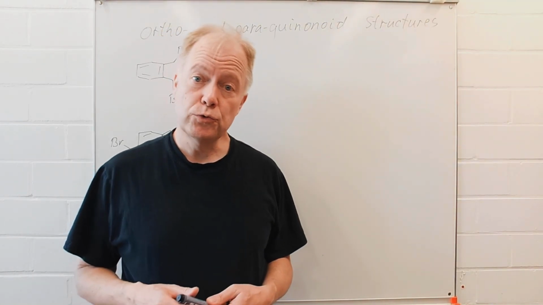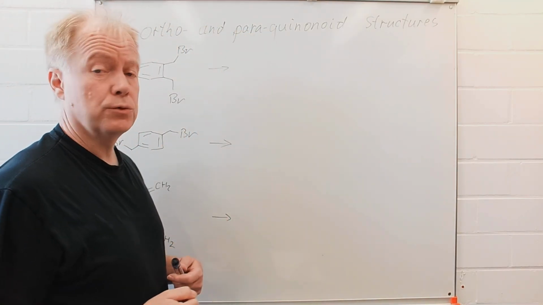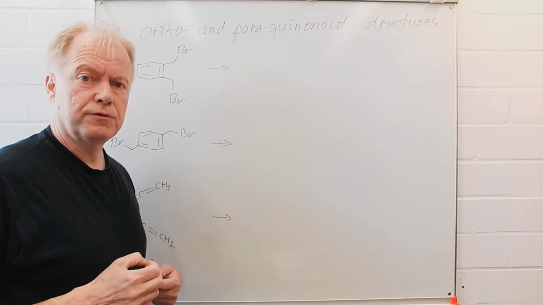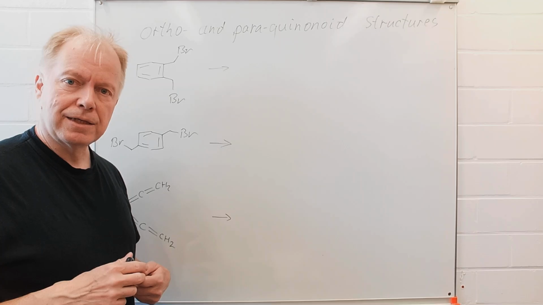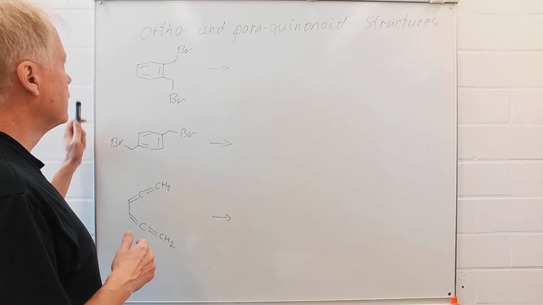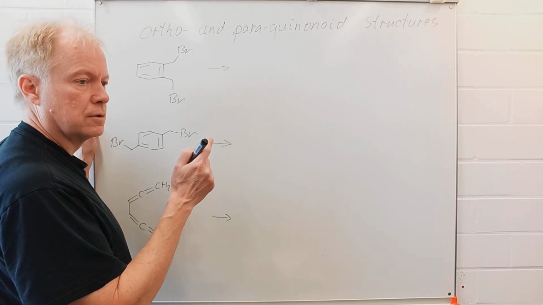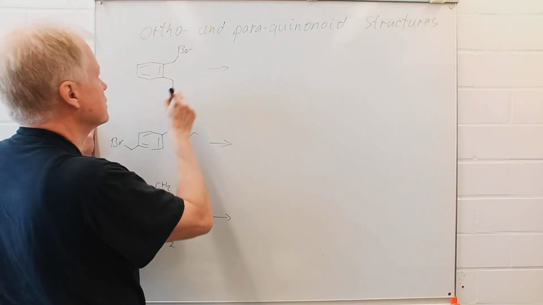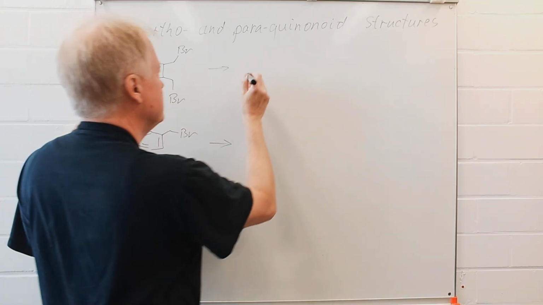In today's tutorial, we are going to have a look at ortho and paraquinonoid structures. How are those highly reactive species generated and how do they react in general? So for the parent orthoquinonoid compound, we can start with ortho-bis-bromomethylbenzene.